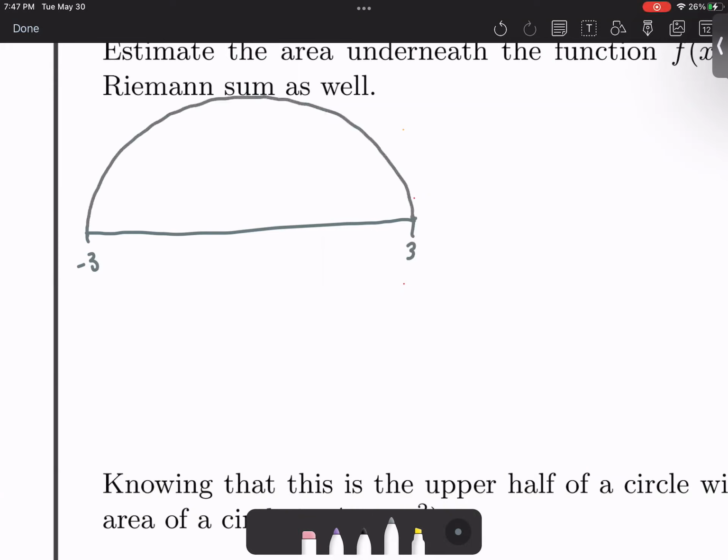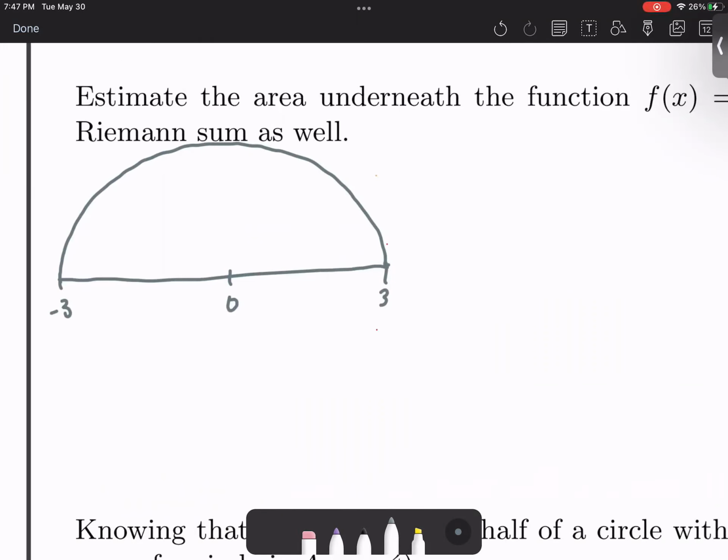It's that semicircle. There's 0. So how wide do I need to make each rectangle? B minus A over N. It's the same interval. It's 3 minus a minus 3, a width of 6. This time I'm squeezing in 8 rectangles. 6 divided by 8, that gives me what? I can take a 2 away from everything. 3/4, so 0.75. So if I move over 0.75, my first rectangle is going to go from minus 3 to where? Minus 2.25.